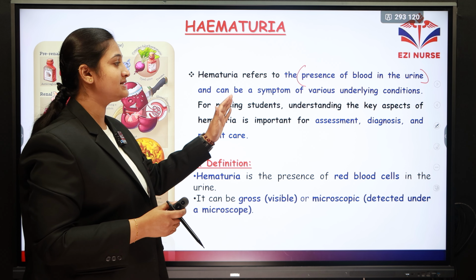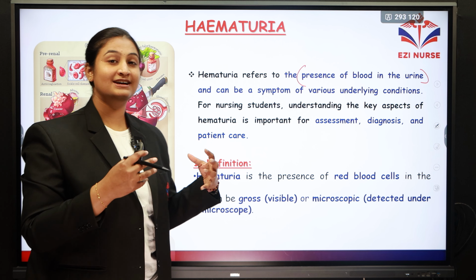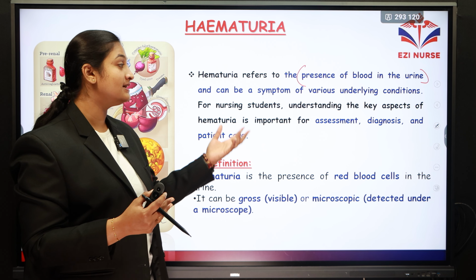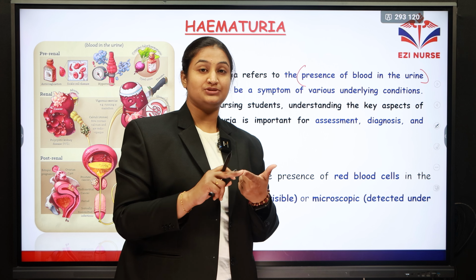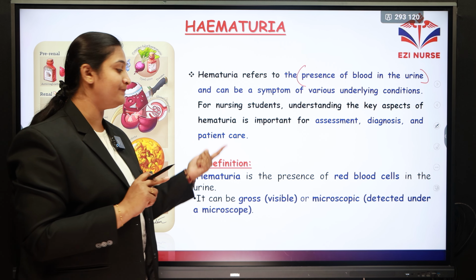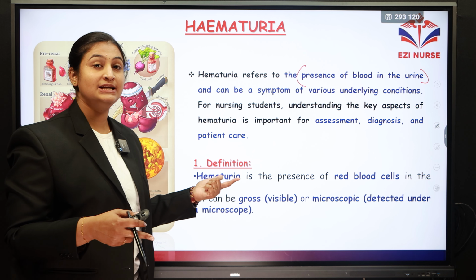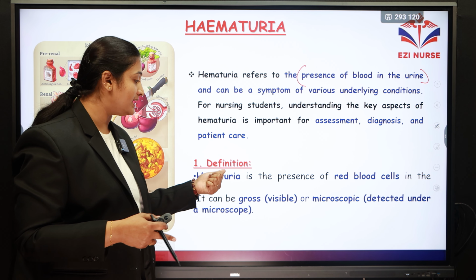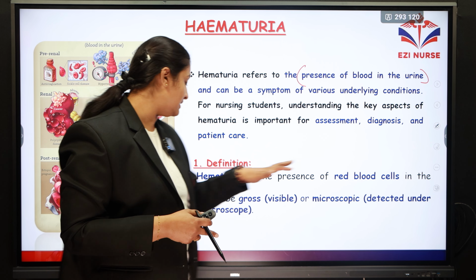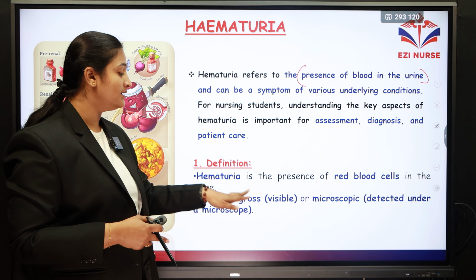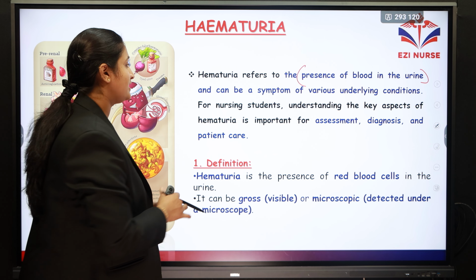Symptoms can point to underlying conditions. For nursing students, the key aspects of hematuria are its assessment, diagnosis and patient care. You should follow this in your clinical setup also. The definition goes like this: hematuria is the presence of red blood cells in the urine, and it can be gross, that is visible, or microscopic, detected under a microscope.